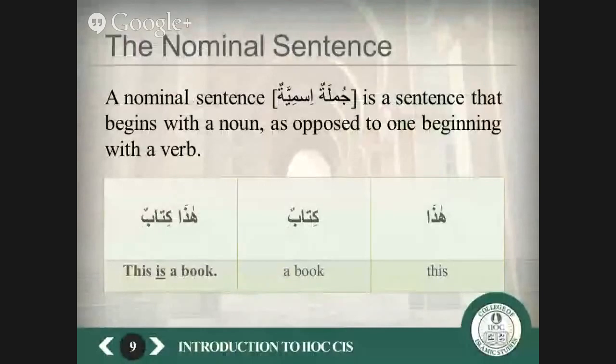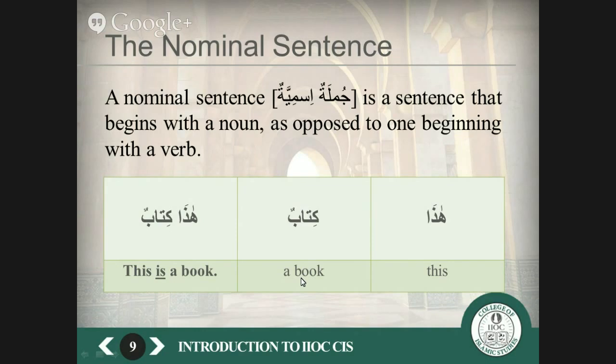Moving on. So how do we connect these words which we just learned into making a sentence? So we're going to make something called a nominal sentence. A nominal sentence, which is known as jumla ismiya in Arabic, it's a sentence which begins with a noun. So that's any sentence which begins with a noun, as opposed to something which begins with the verb. So this is what we're going to do. Remember, start from right to left. Take the word hadha. What does hadha mean? It means this. Take the word kitabun. Kitabun means a book.